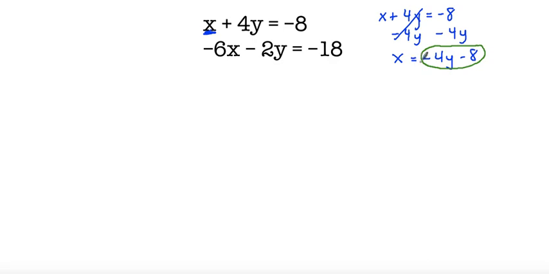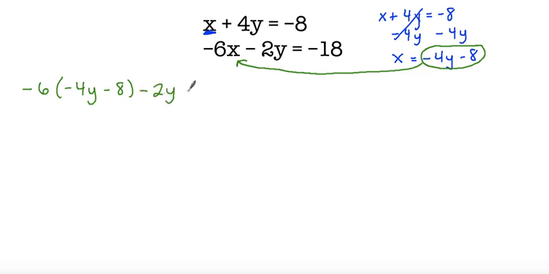So we're going to take now what x is equal to, and we're going to substitute it in for x in the second equation. So we have negative 6x minus 2y. Sorry, I forgot to substitute. So negative 6, and we're going to substitute x for negative 4y minus 8. Now we have minus 2y is equal to negative 18.